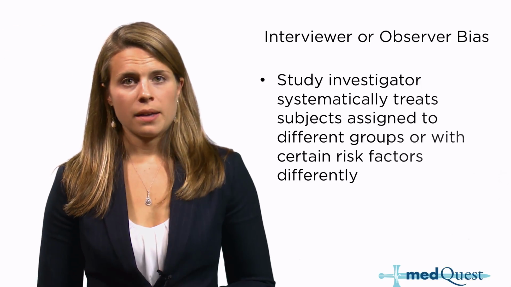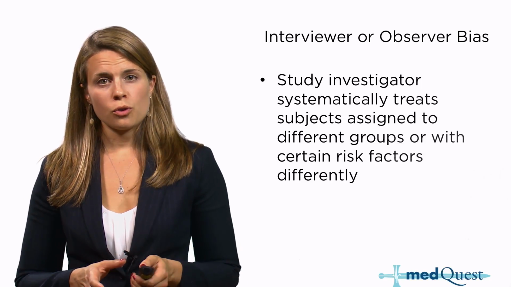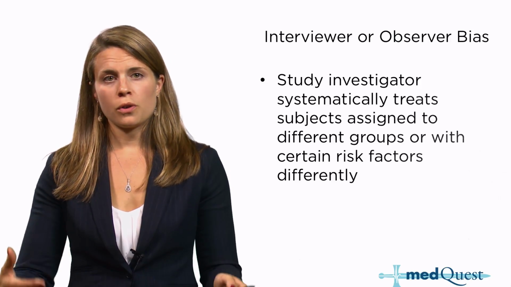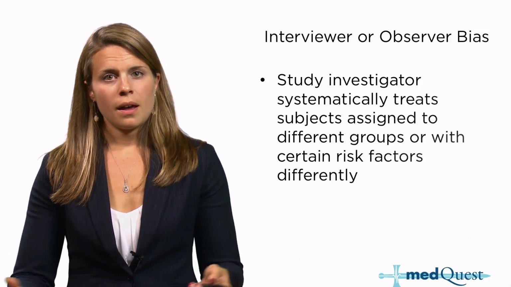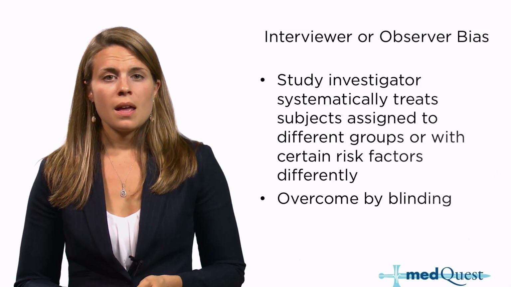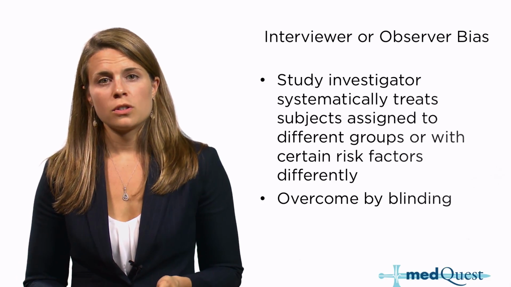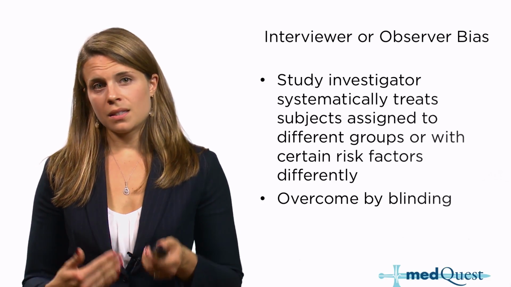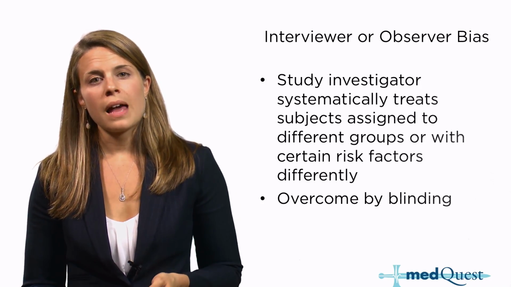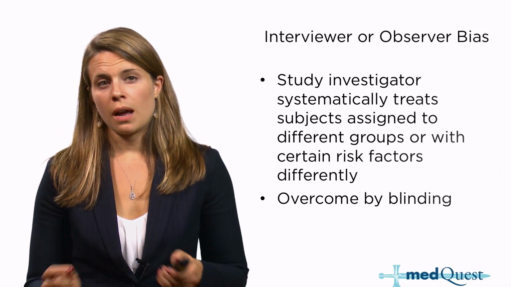Interviewer or observer bias occurs when the study investigator systematically treats subjects assigned to different groups or with certain risk factors differently. So again, think about an observer observing a participant. That's basically pretty straightforward for how you would remember observer bias. This is overcome by blinding to treatments and blinding to interventions. So we talked about this before. The less the study investigator knows about the treatment that the individual patient is receiving, the less able they are to focus more on certain things based on what their hypothesis is.